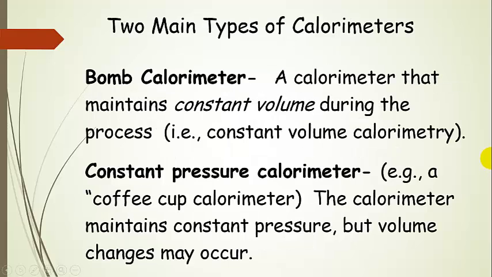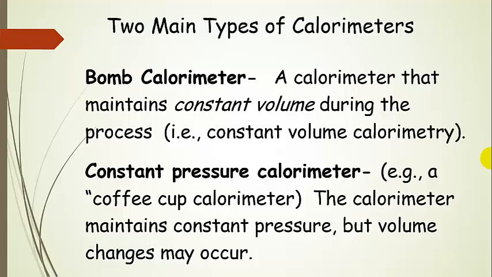Okay, so we're going to talk about 2 different types of calorimetry experiments. The first one uses something called a bomb calorimeter, and that is a calorimeter that maintains constant volume during some process. So for instance, it has really rigid walls, and so no matter what happens inside there, that volume is not going to change. Okay? So we call this constant volume calorimetry or bomb calorimetry.